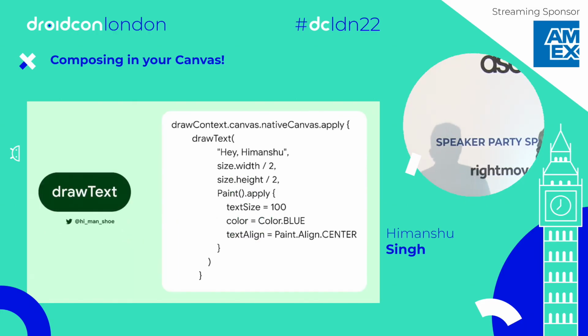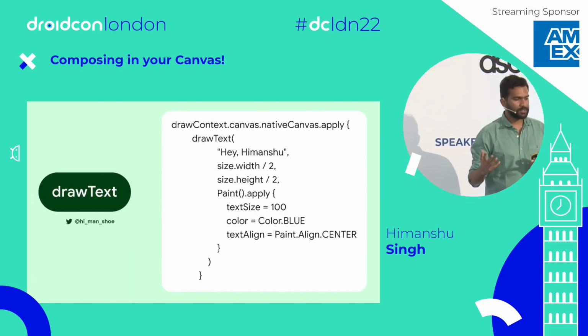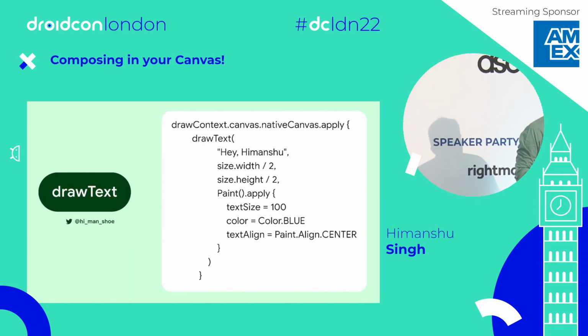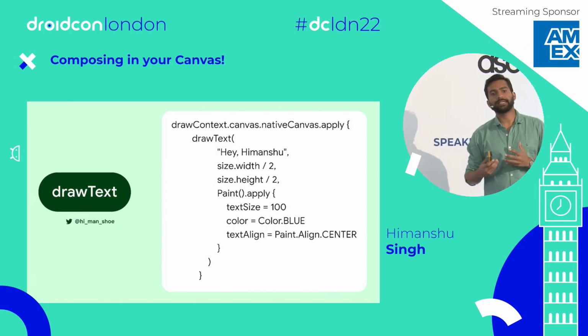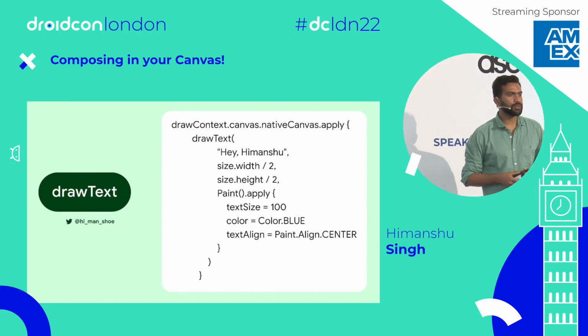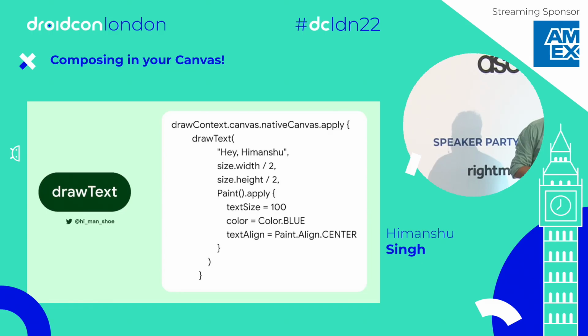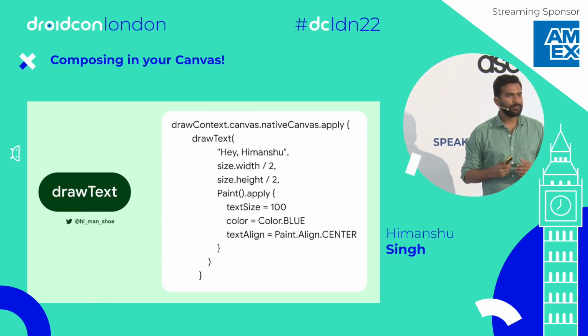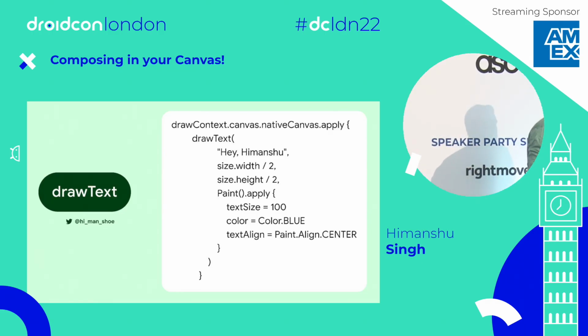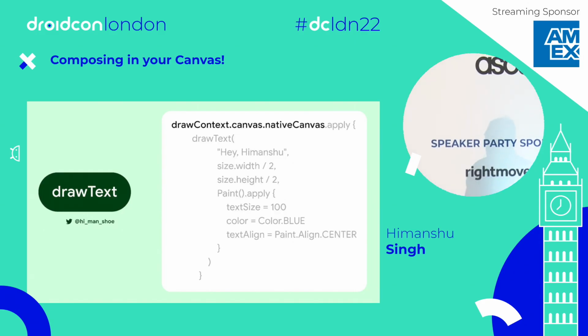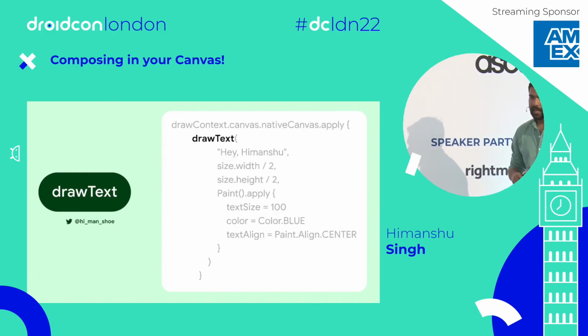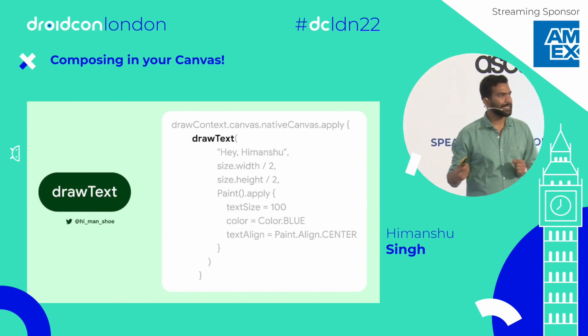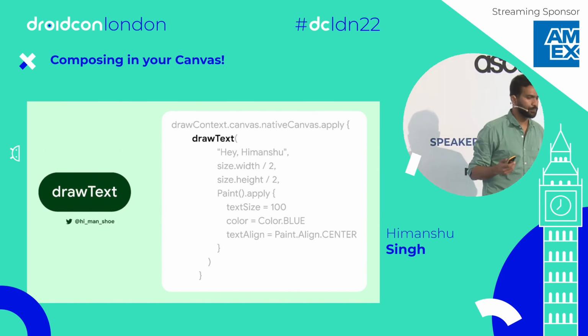Now, if you use draw circle, draw line, or something like that, there is something else if you have to draw a text. Jetpack Compose canvas as yet does not have a draw text function. So if you have to draw a text in your canvas, you need to actually pull out your native canvas, which is, again, context.canvas.nativeCanvas. And using that, you can draw a text on the canvas wherever you want to.